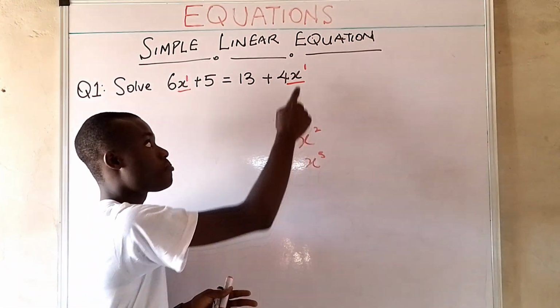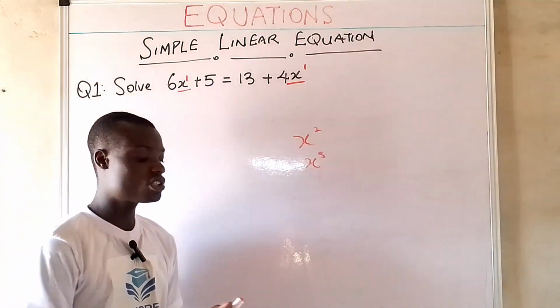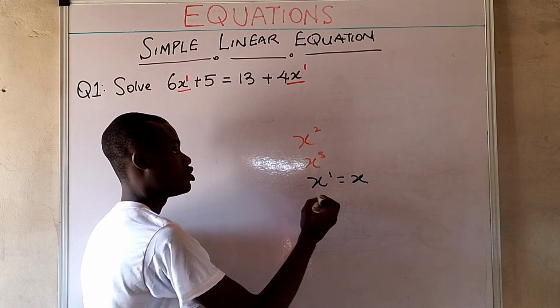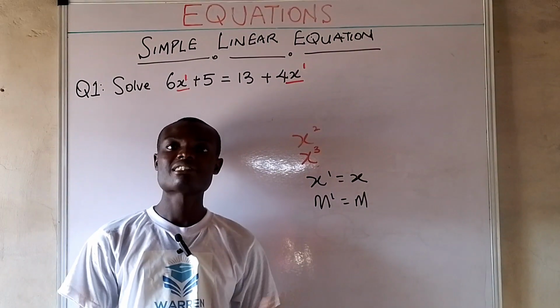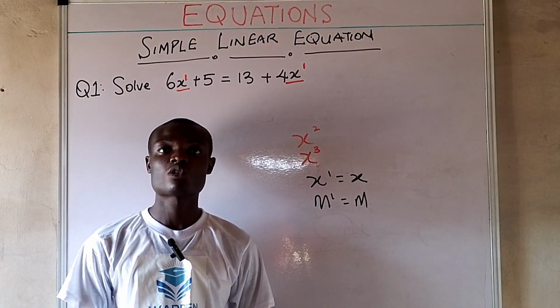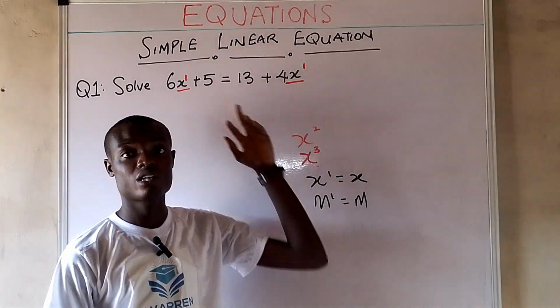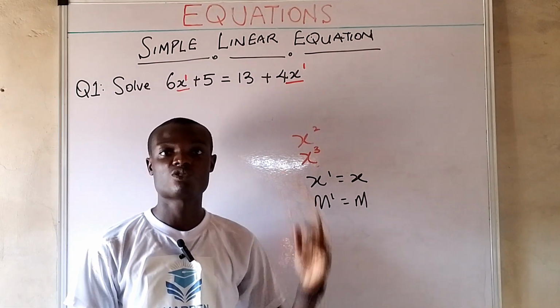So also, when you don't have a power here, such as power 2 or power 3, just take the power to be 1, because in mathematics, x raised to the power of 1 is also equal to x. So n raised to the power of 1 is also equal to m. So beside the fact that a simple linear equation has the highest power of the unknown equal to 1, just like we have 1 and 1, no one is higher than the other, so they are both equal. So the highest in this equation is 1.